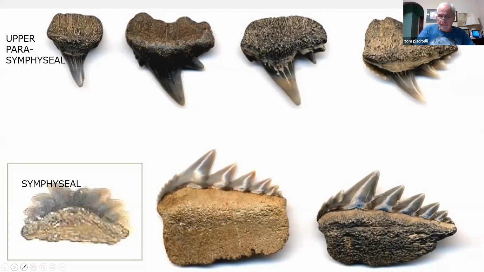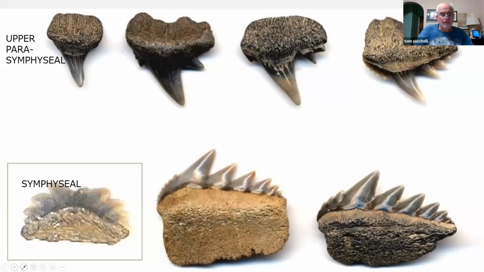These teeth are from my favorite shark, a cow shark named Hexanchus from the Miocene of Calvert Cliffs. At the top left is the parasymphysial upper tooth, and at the bottom left, unfortunately it's a little out of focus, is the symphysial lower tooth. Again, there's only one such tooth in the jaw. This makes it rare to find. And as I said, I've only found one in my 50 years of hunting.